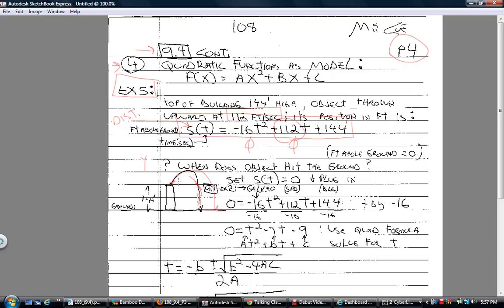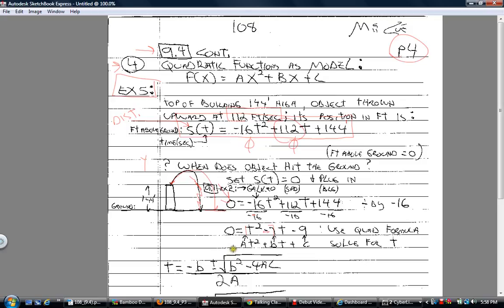Okay, so the question here is, when the distance is 0, how much time does it take? So I plug 0 into the equation. That's all you got to do to get this started. Just to get you started, ask yourself, can you pull out and divide by the GCF? I look at negative 16, 112, and 144, and guess what? Divide by 16 on all of them, look what happens. You get a negative divided by a negative, a positive 1t squared. 112 divided by negative 16 is negative 7. And finally, 144 divided by negative 16 is negative 9.